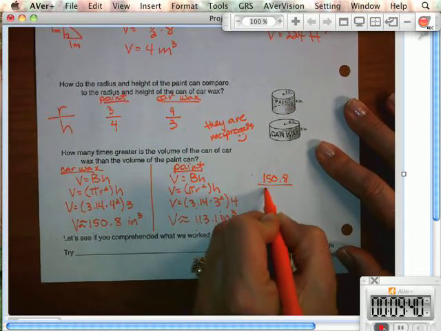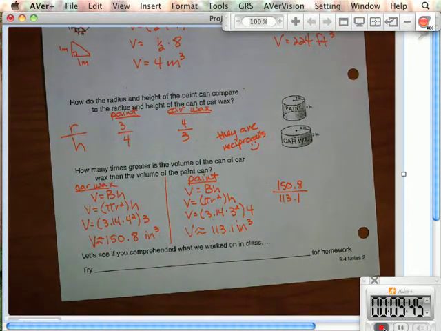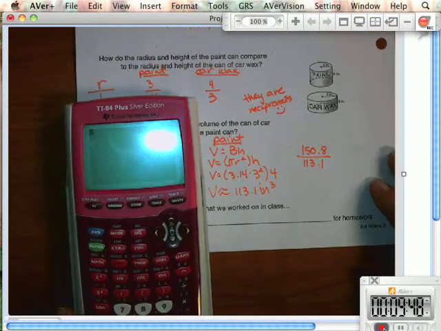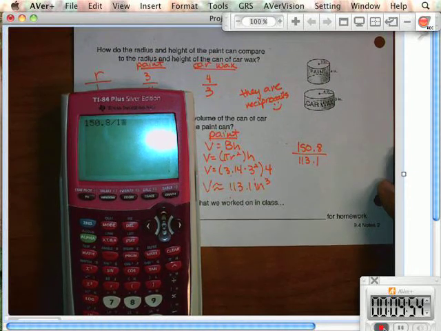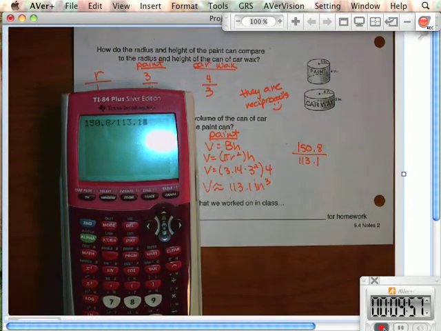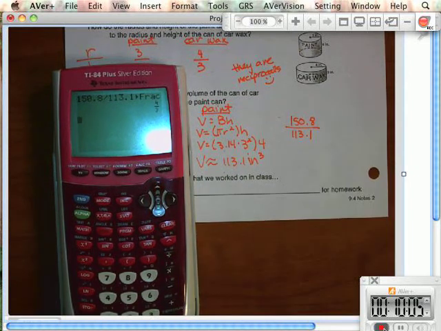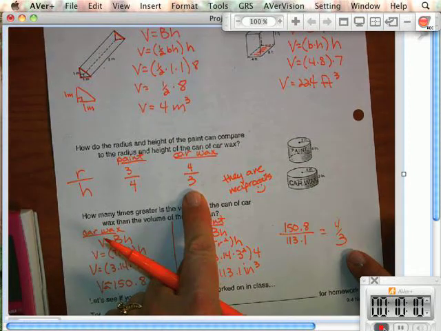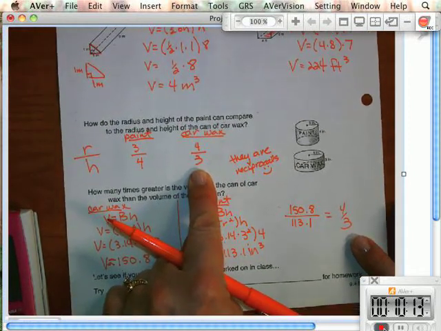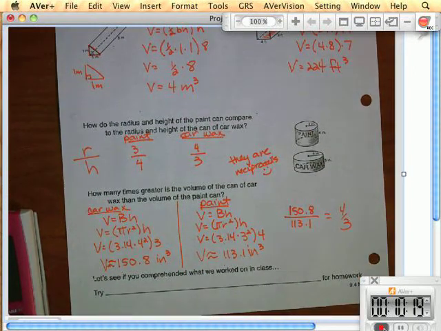150.8 divided by 113.1. But don't do it yet, because I'm going to show you something cool. Looking at my graphing calculator here, I'm going to put that fraction in there. I'm not going to push enter. I want to do the math and reduce the fraction. You ready? Oh, look, it's the same number. Isn't it sweet? This is 4/3 times bigger than that. It's like magic. It's not magic.